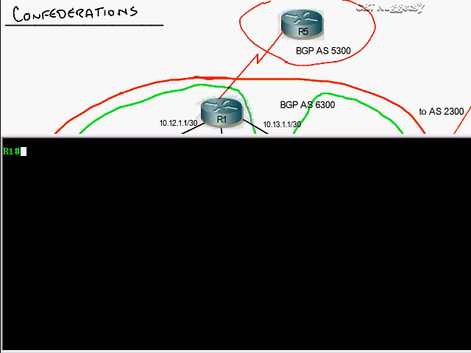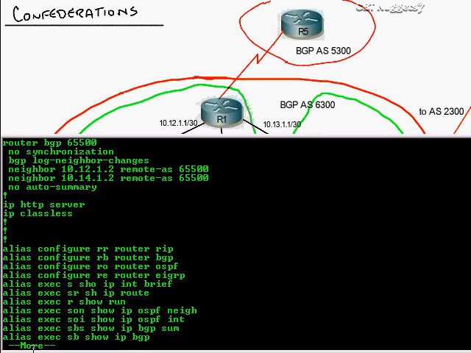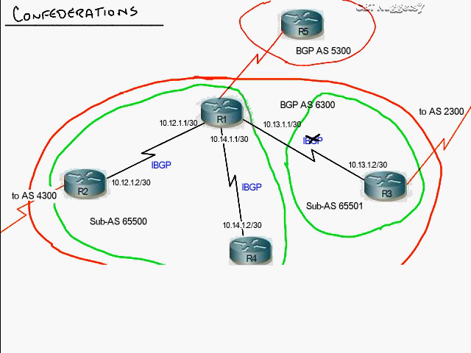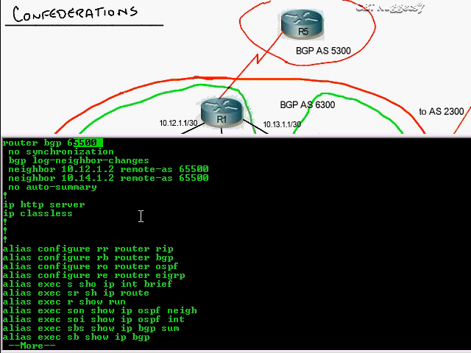Okay, I've done the foundation configuration on this, so let me do a show run, and I'll do a begin router BGP. What we have here is router BGP 65,500 on router 1, and I've typed in the two neighbors, 12.1.2 and 14.1.2, which is right here. So these two neighbors, we bring it back up here, are in the same autonomous system, 65,500. I haven't typed in anything other than no synchronization and no auto summary.